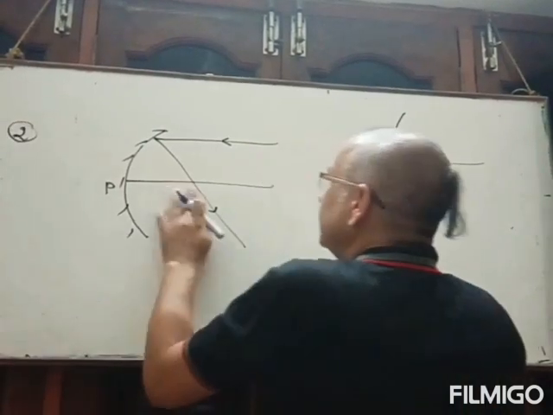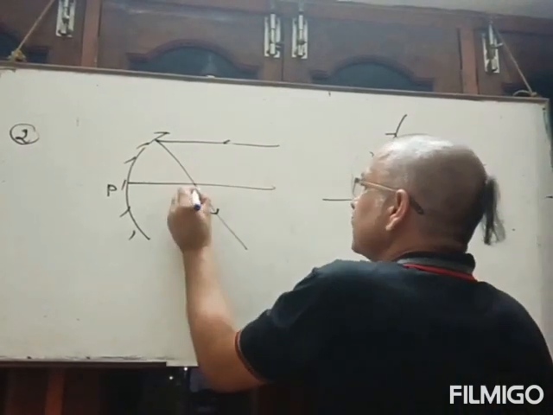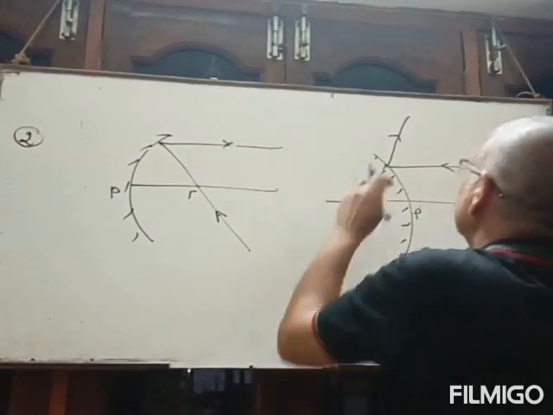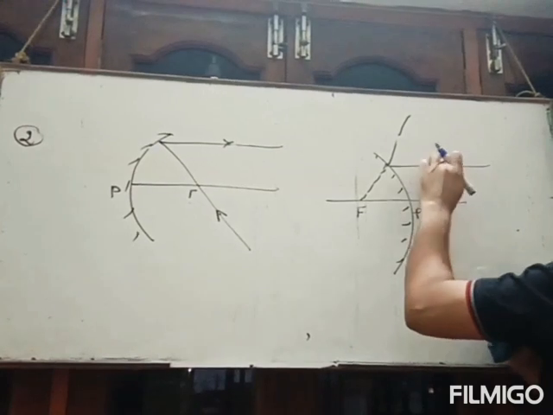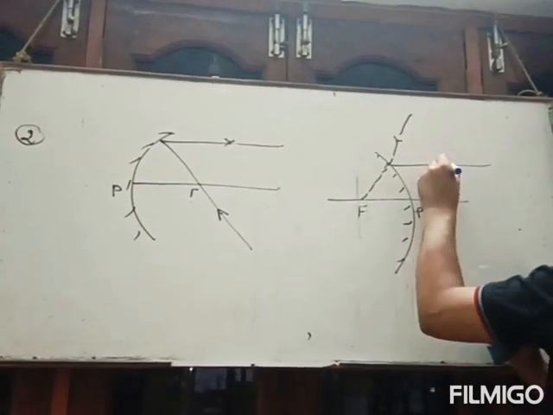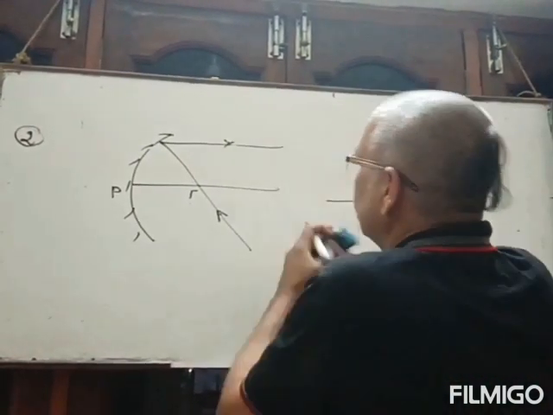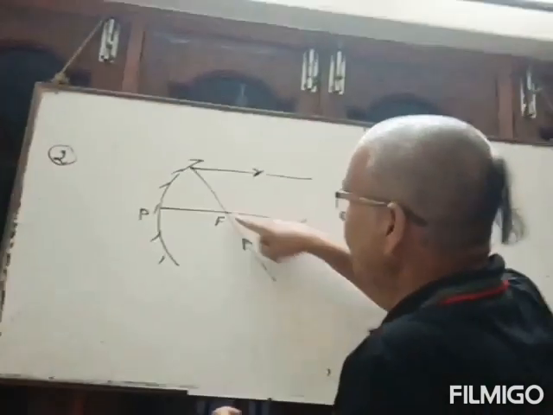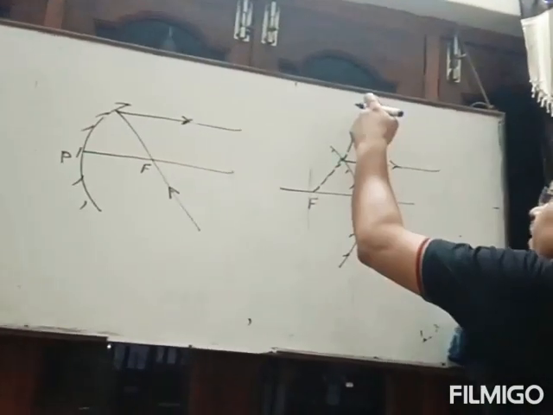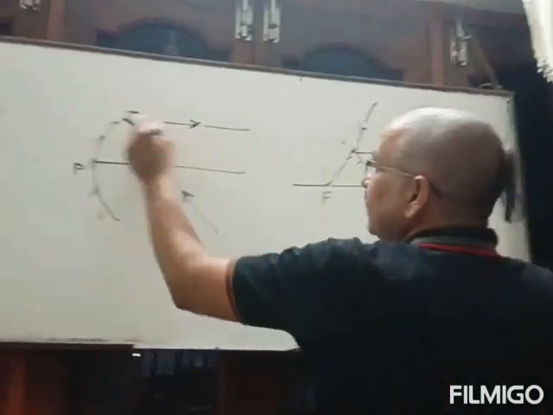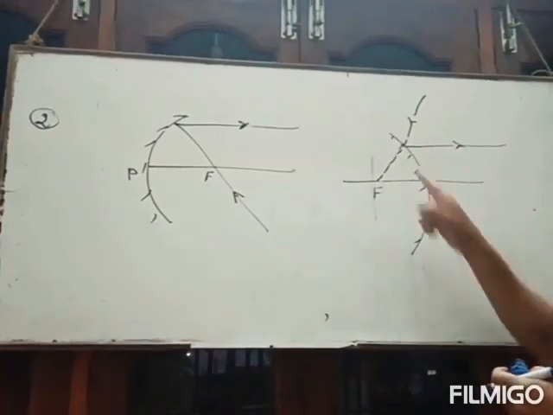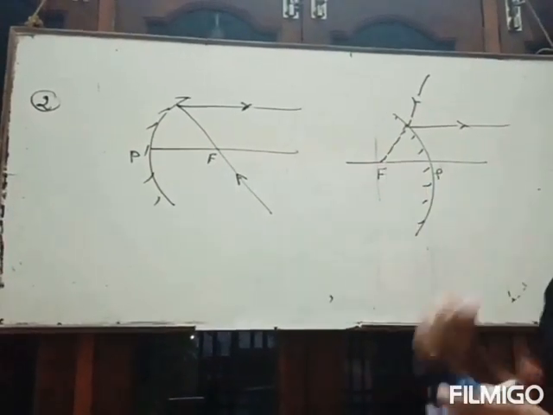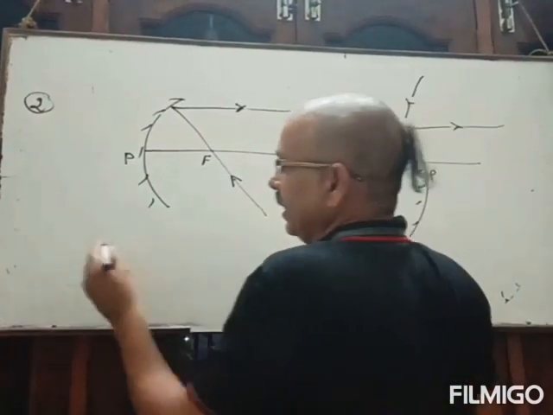Now the second law. If a light ray passes through the focus, or appears to pass through the focus, then after reflection it becomes parallel to the principal axis. It means it is just the opposite of the first law. So it is the second law.